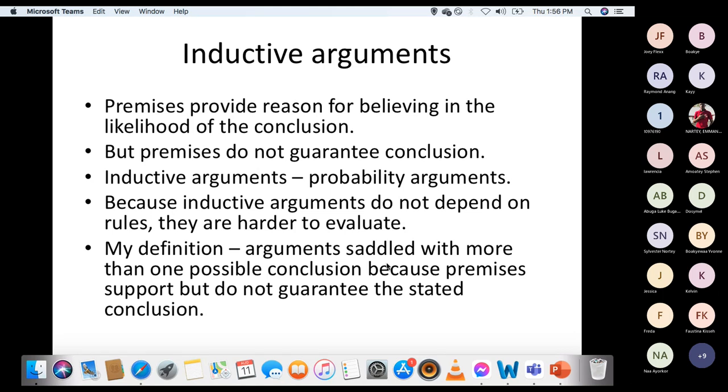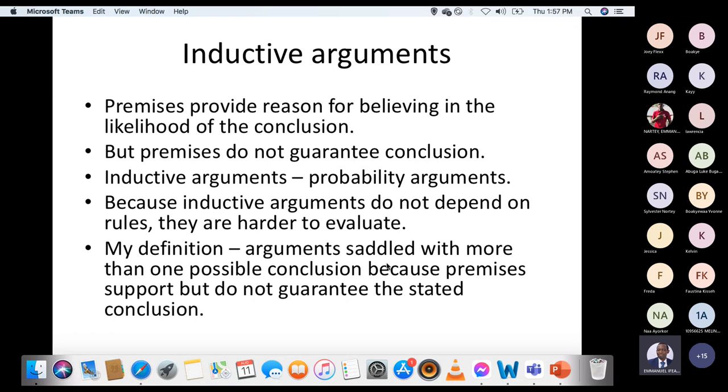They are harder to evaluate. Evaluating inductive arguments is not like evaluating deductive arguments. You saw that when we are evaluating a deductive argument, all you need to do is to ask yourself, is this an argument that affirms the antecedent or denies the antecedent, or does it affirm or deny the consequent? Or is it a hypothetical argument or a disjunctive argument? Those are the only questions you need to ask yourself in evaluating a deductive argument.